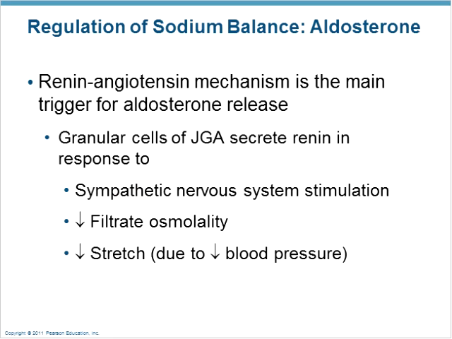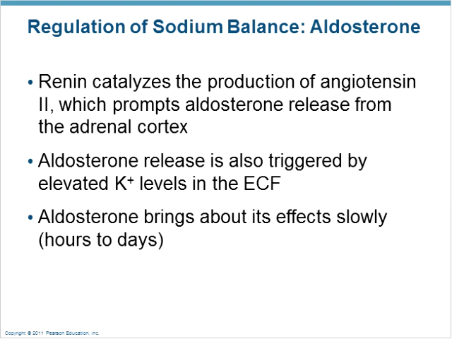There's also a renin-angiotensin mechanism, which is the main trigger for aldosterone release. The granular cells of the JGA secrete renin in response to sympathetic nervous system stimulation, or a decreased filtrate osmolality, or a decreased stretch due to decreased blood pressure. All those can kick the renin-angiotensin mechanism in, which will trigger that aldosterone release. The renin catalyzes the production of angiotensin II, which prompts the aldosterone release from the adrenal cortex. Aldosterone release is also triggered by elevated potassium levels in the extracellular fluid.